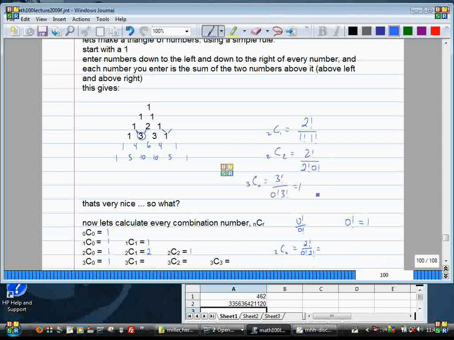Now we have 3C1. So let's see, 3C1, what's that? You get 3 factorial divided by 1 factorial, and then what's left? A 2 factorial. So what do you get? Well, 3 factorial is 3 times 2 times 1, divided by 1 factorial, which is just 1, and 2 factorial is 2 times 1. So what happens? Cancel, cancel, you get 3. So 3C1 is 3. Similarly, 3C2 is also going to be 3, and 3C3 is going to be, everything cancels, it's going to be 1. I can keep going.